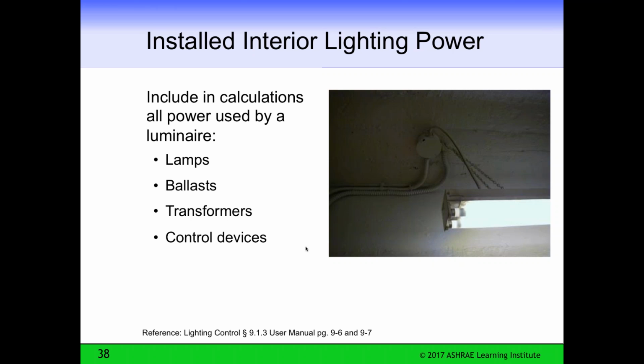When you calculate interior lighting power, you need to include all power used by a lighting fixture, or as the lighting people call it, a luminaire. The lamp power, the ballast power, the transformer power, and the control device power. All of these factors need to be calculated in the watts used for the system.